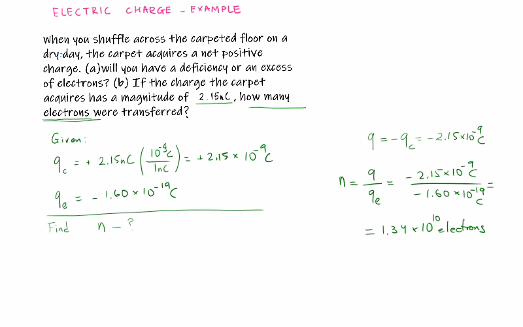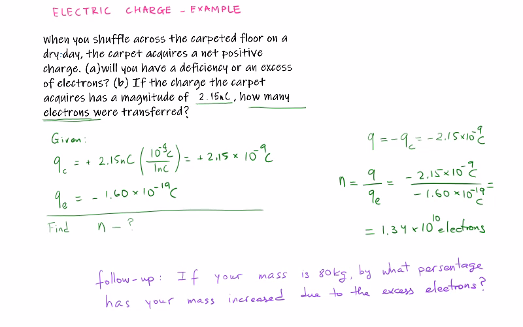Here's a follow-up exercise for you. If your mass is 80 kilograms, by what percentage has your mass increased due to the excess of electrons? Stop here, solve this, and then check your answer, which is 1.52 times 10 to the negative 20 percent.